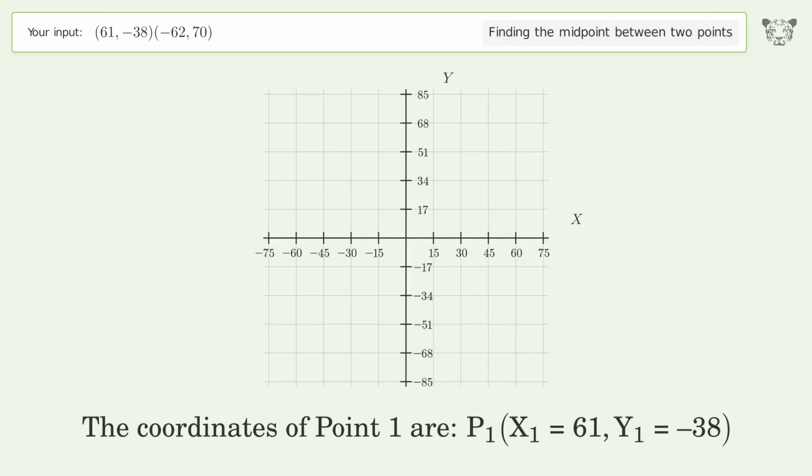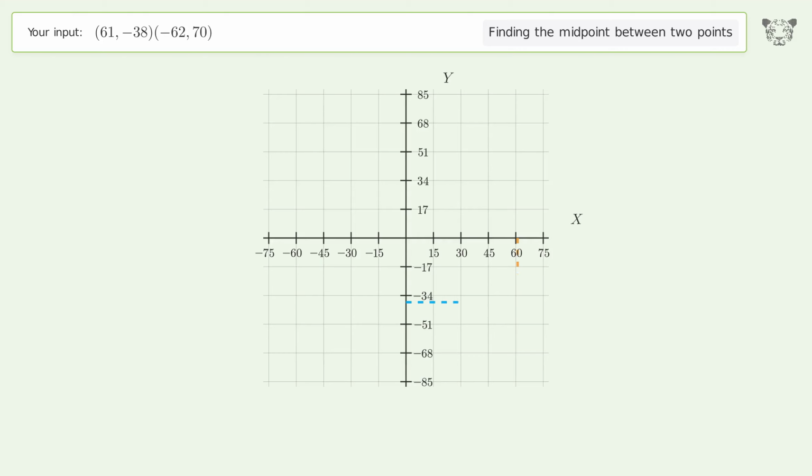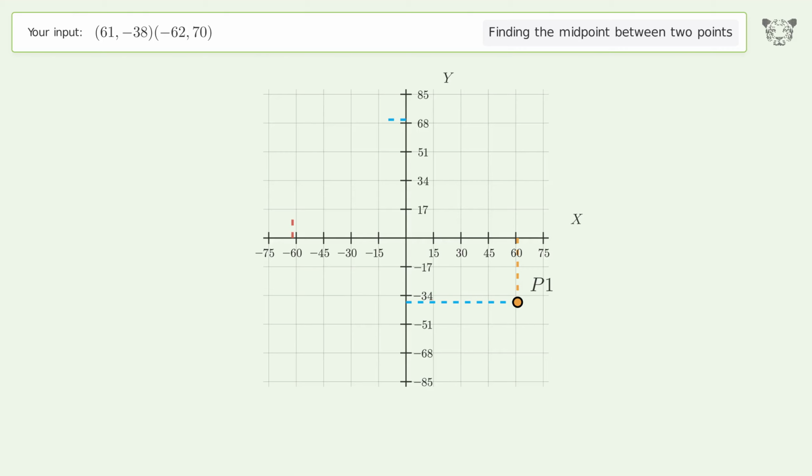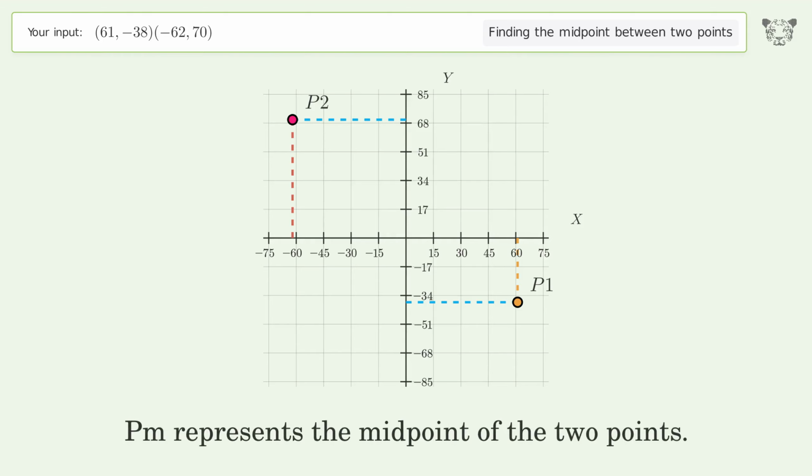The coordinates of point 1 are x1 equals 61, y1 equals negative 38. The coordinates of point 2 are x2 equals negative 62, y2 equals 70. PM represents the midpoint of the 2 points.